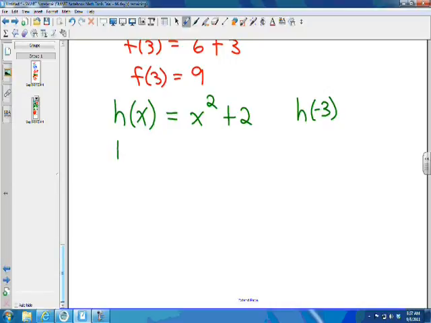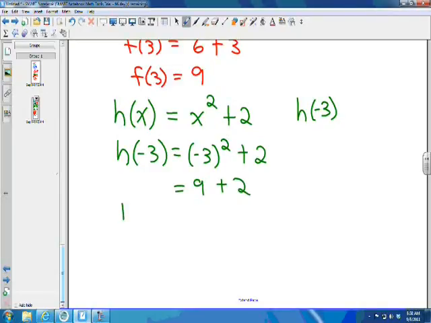So you just plug in negative 3. h of negative 3 equals negative 3 squared plus 2. So what's negative 3 squared? Positive 9. Always make sure you use parentheses typing that in. So 9 plus 2, what's h of negative 3? Equals 11.